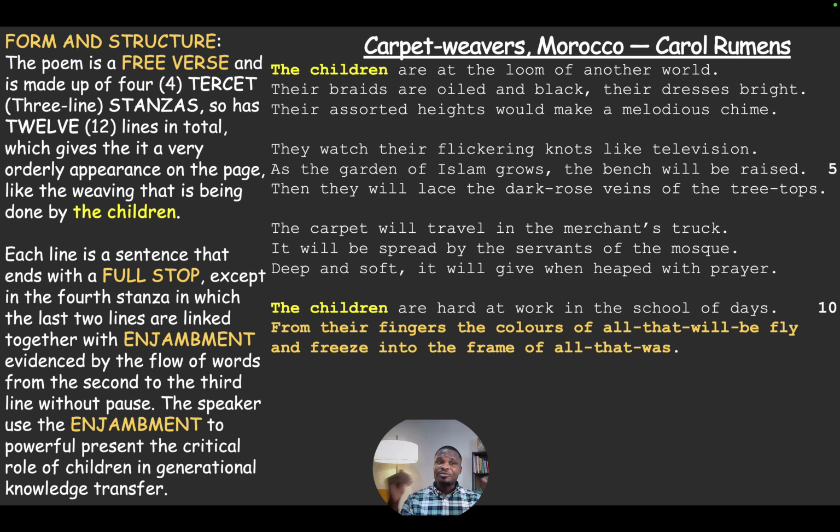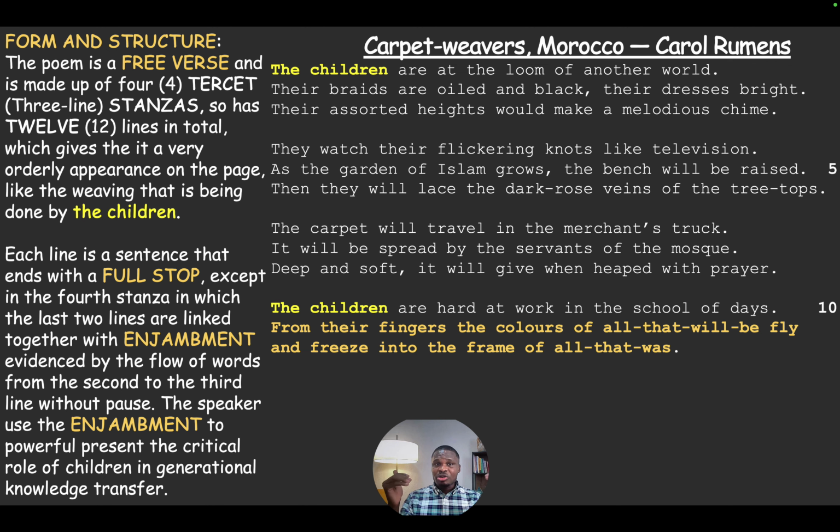Now, in terms of the form and structure, this poem is a free verse poem. That means that it does not have a rhyme scheme. And I think the speaker does it to show the individuality of each of the carpets. None of the carpets is mass produced. None of them look like the other.